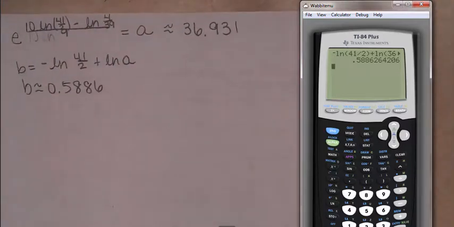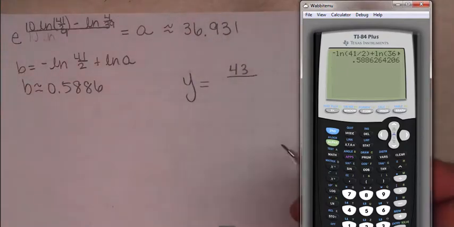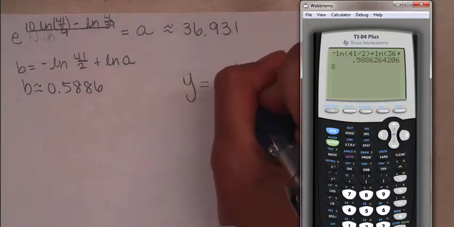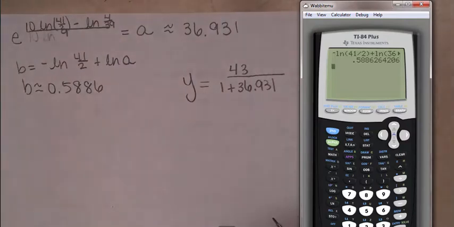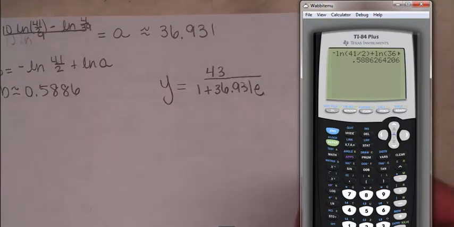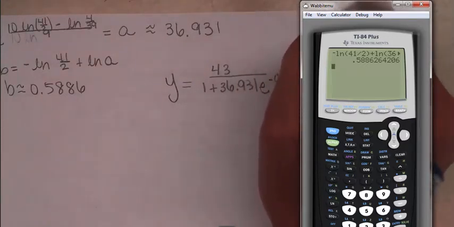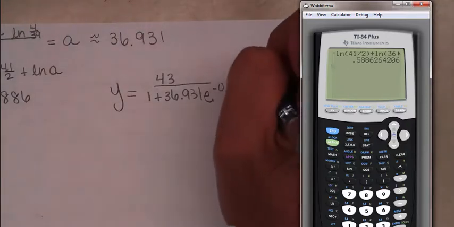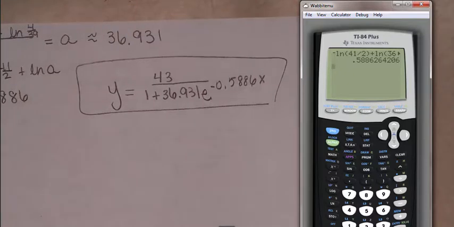So then my final equation becomes y equals, we had 43 was my C, 1 plus 36.931 was my A, times e, which gets raised to the B power, negative, it's always going to be negative, 0.5886, times x. So that is my logistic function describing this situation.